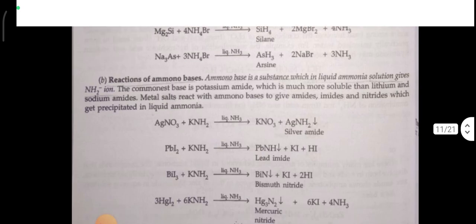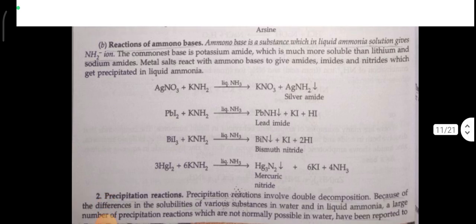Reaction of ammonobases. Ammonobases are substances which, in liquid ammonia solution, give NH2- ion. The commonest base is potassium amide, which is much more soluble than lithium and sodium amides. Metal salts react with ammonobases to give amides or nitrides, which get precipitated in liquid ammonia.